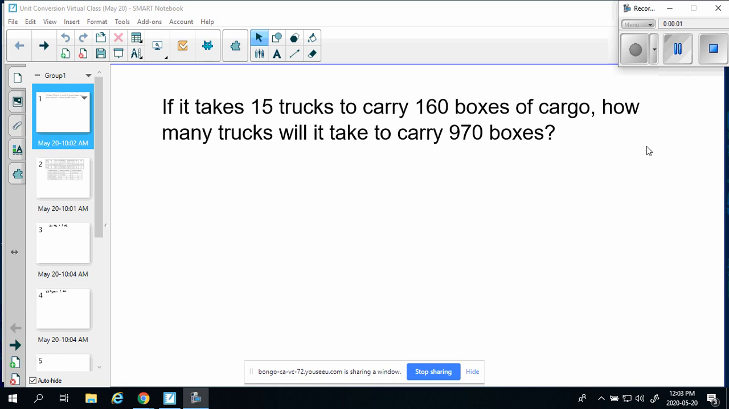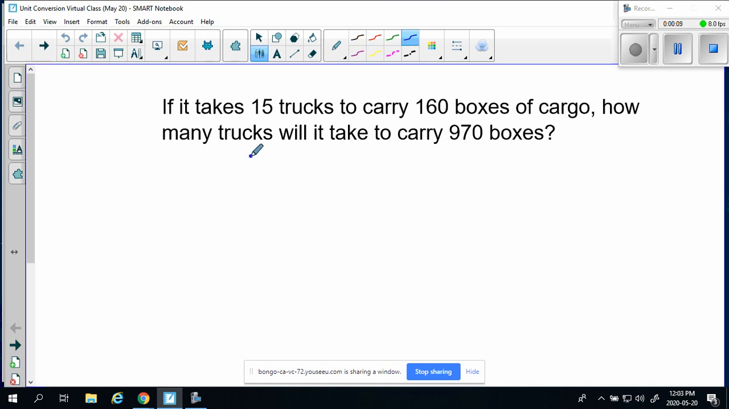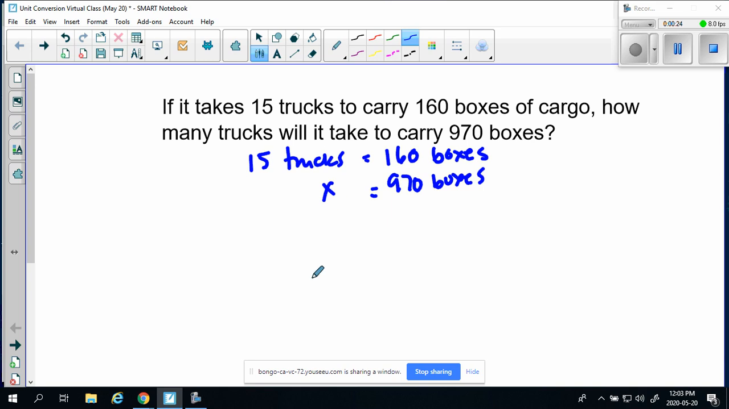It takes 15 trucks to carry 160 boxes of cargo. How many trucks will it take to carry 970? So here's our conversion factor. We know that 15 trucks equals 160 boxes. So 970 boxes, we want to know how many trucks is that.